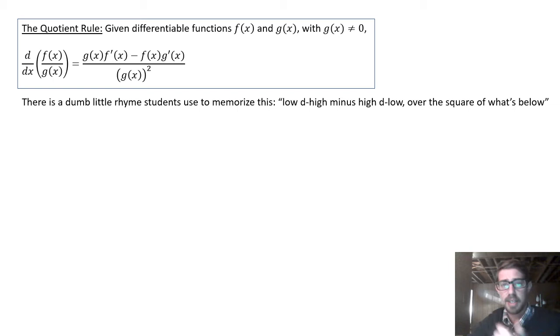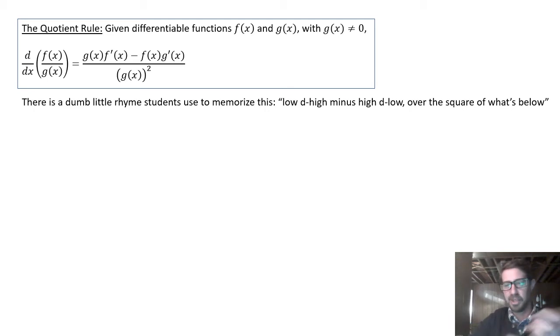So d high means the derivative of the top, and d low in this little rhyme means the derivative of the bottom, right? So it's low times the derivative of the top minus high, meaning the top thing, times the derivative of the bottom, over the square of the bottom function. All right, I know it's dumb, but it works, and I'd be lying if I said I didn't run it over in my head sometimes when I'm trying to remember which way it is.